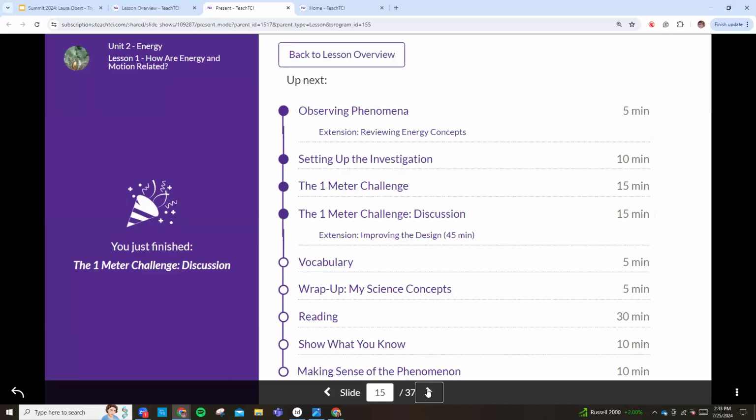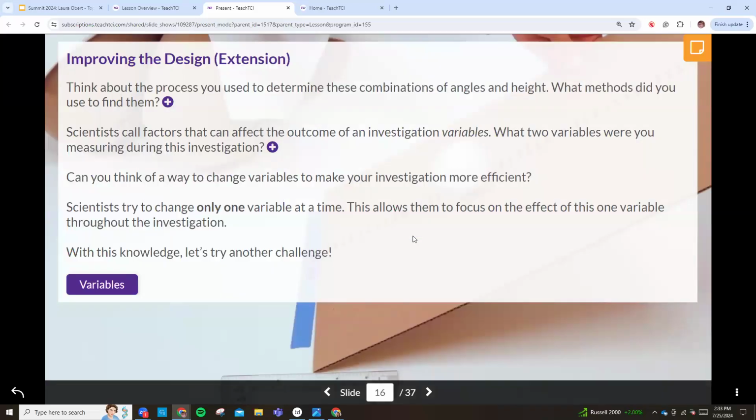Once we've then gone through, you can do an extension and improve your design. And this is where the 2-meter challenge is going to come into place. This is where we teach the students about variables. Now they're going to look at their data sets. They're going to identify which variable they think would be good to keep as a constant variable. Maybe they're going to keep their angle. They had a lot of success with their angle at 30 degrees, and so they're going to keep that as their constant. And then now they're going to change the distance up the ramp and see how that affects the ball moving, and this time getting it to stop at that 2-meter challenge.